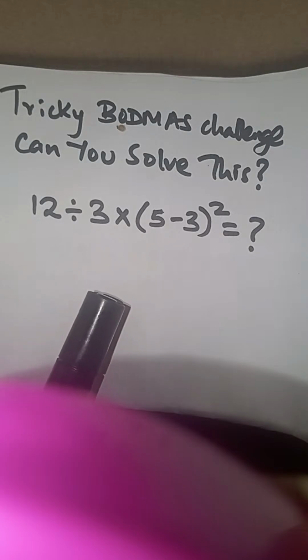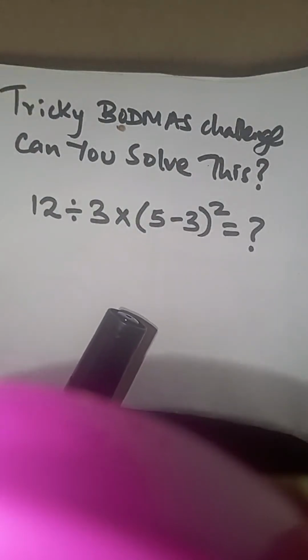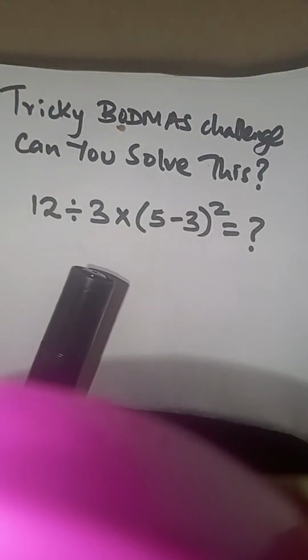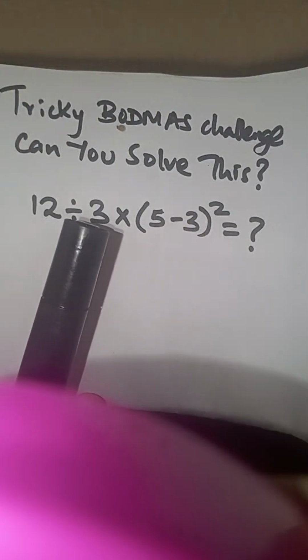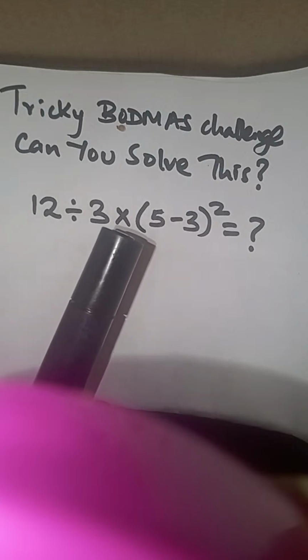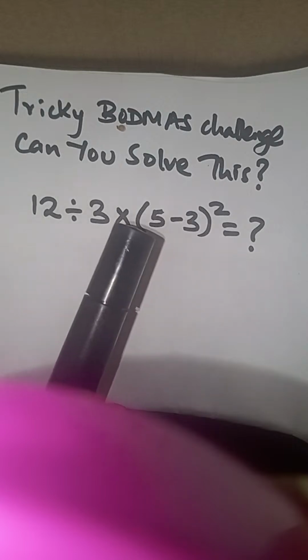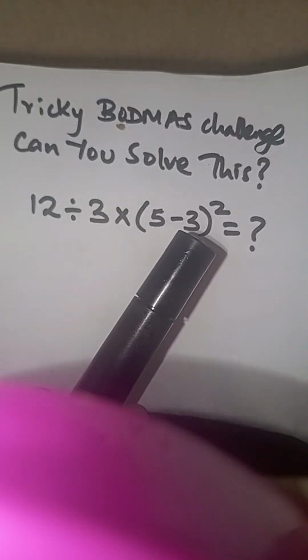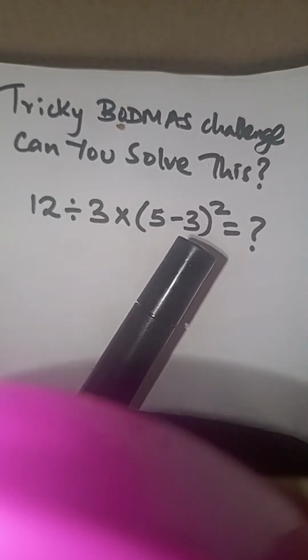We have Audislaya saying the answer is 8, and then you're saying again the answer is 16. Just show us how we're gonna get 16, for 12 divided by 3 times in bracket 5 minus 3 to the squared.